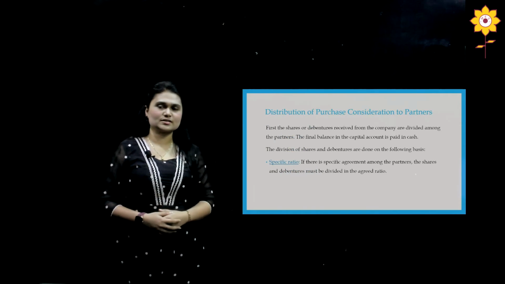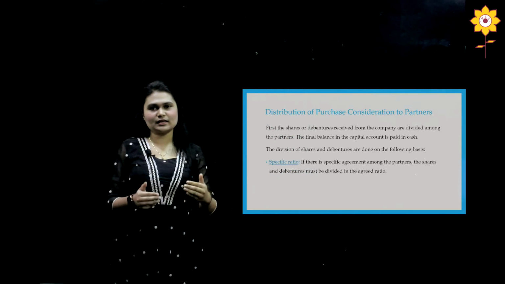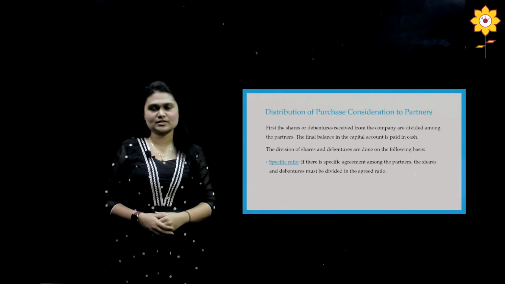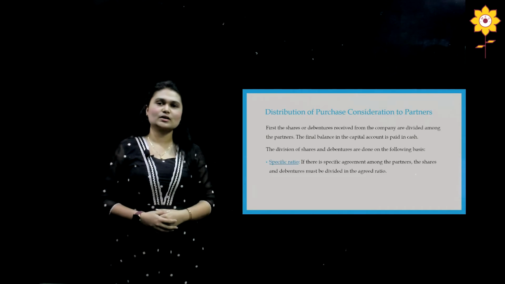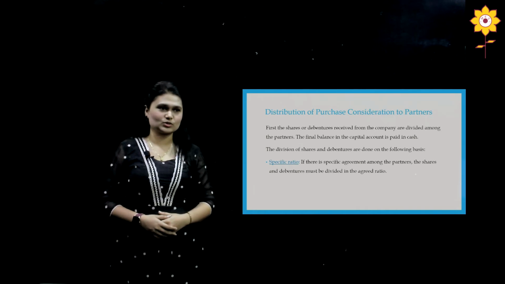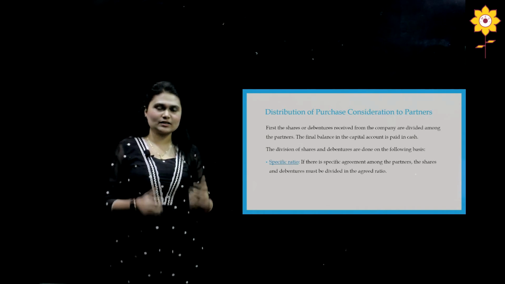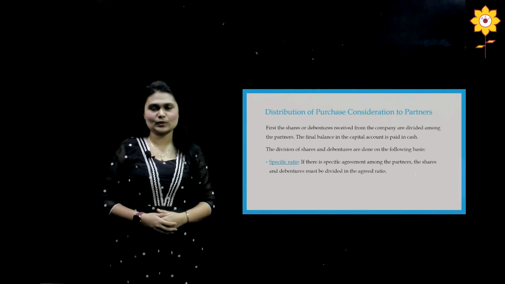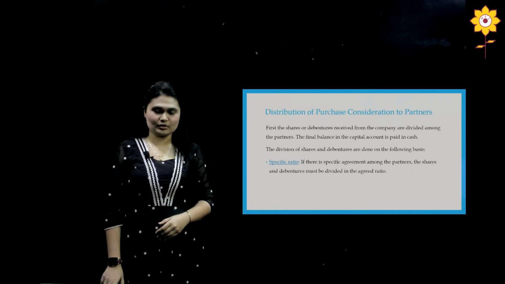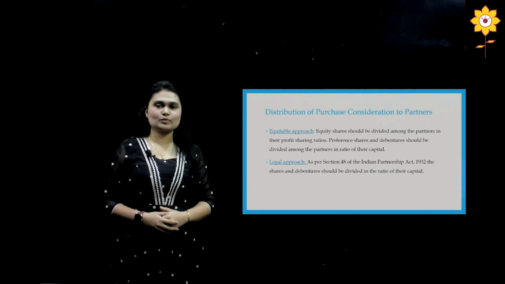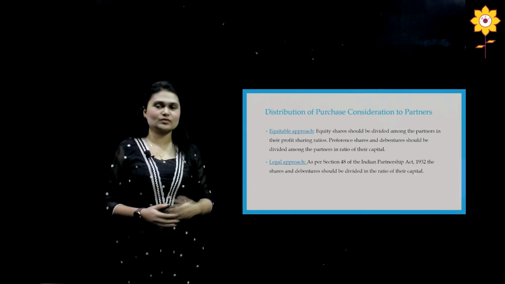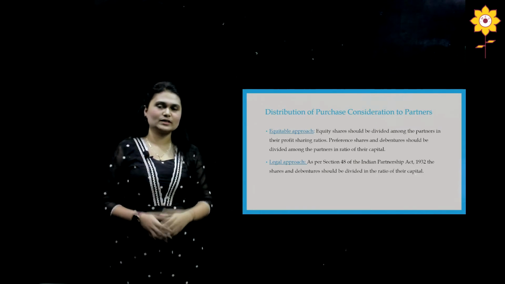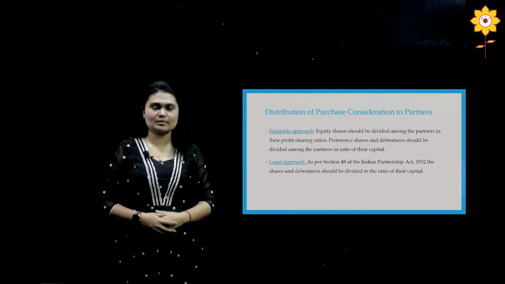Now, distribution of purchase consideration to partners. So here there are some approaches that can be used in order to divide the amount of purchase consideration between the partners. The first approach is the specific ratio. In the specific ratio, the amount of purchase consideration will be divided in the agreed ratio itself, which will be given in the agreement. Now, the second approach is the equitable approach. Here, the equity shares should be divided among the partners in their profit sharing ratio. In the PSR ratio, the amount of purchase consideration will be divided among the partners.